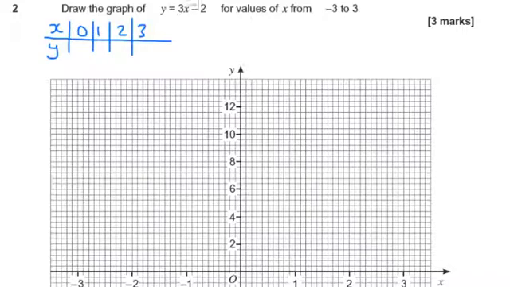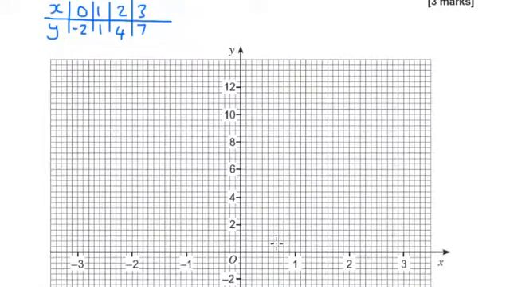So when x is 0, 3 times 0 is 0, take away 2 is negative 2. When x is 1, 3 times 1 is 3, take away 2 is 1. When x is 2, 3 times 2 is 6, take away 2 is 4. And when x is 3, 3 3s are 9, take away 2 is 7.